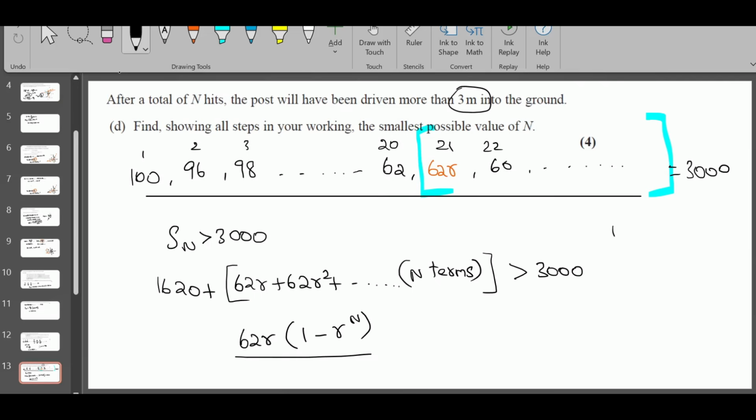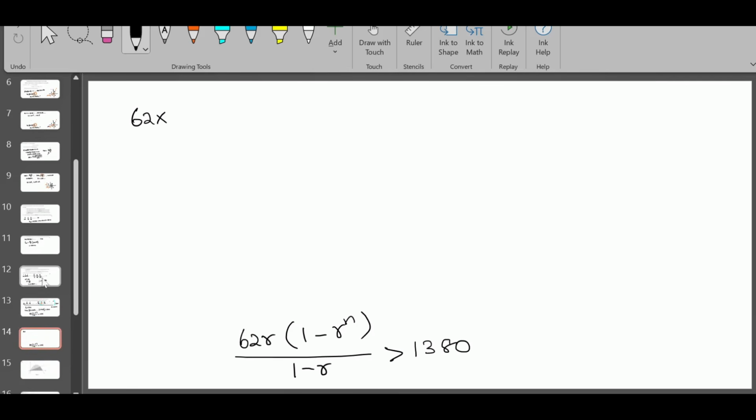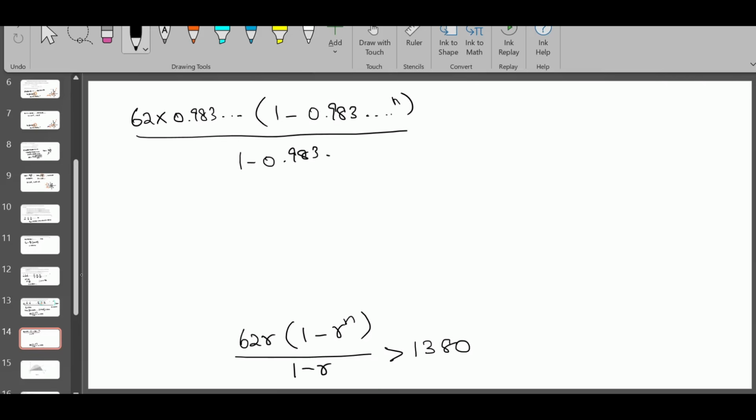So this n, capital N, is basically, if I take this as small n, 20 terms plus n, that should be the capital N. Okay, so we are going to take it as small n terms divided by 1 minus R is greater than 3000 minus this, which is 1380. And then we replace R by the value of R. So 62 times the value of R is 0.983... times 1 minus 0.983... to the power n divided by 1 minus 0.983... is greater than 1380.